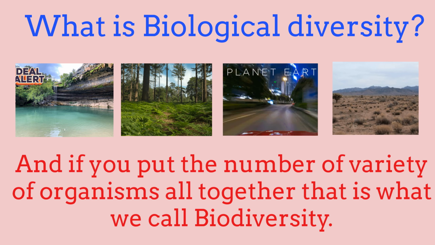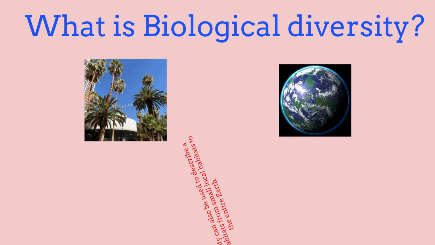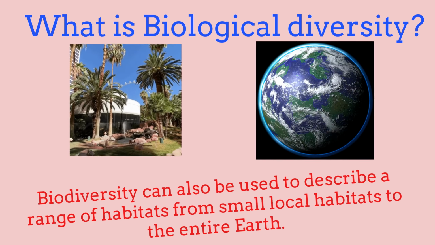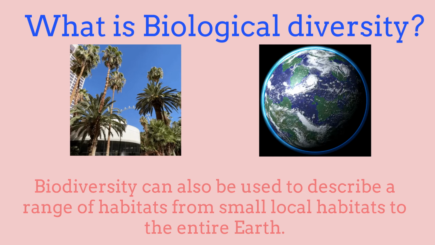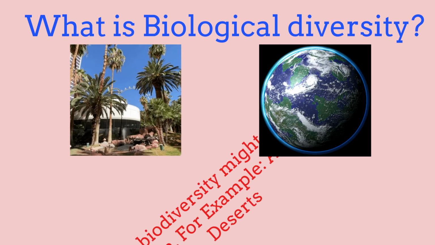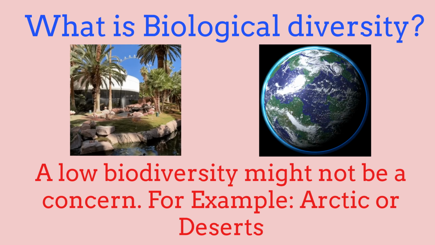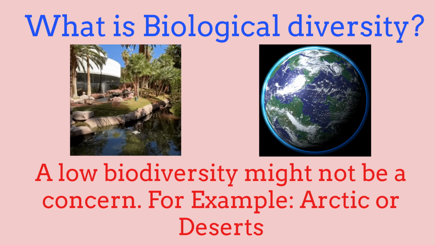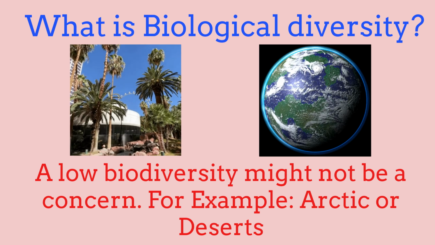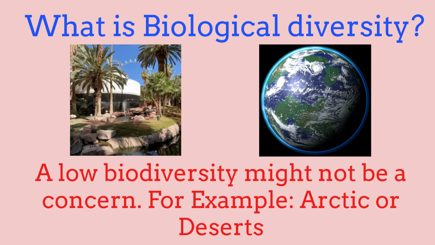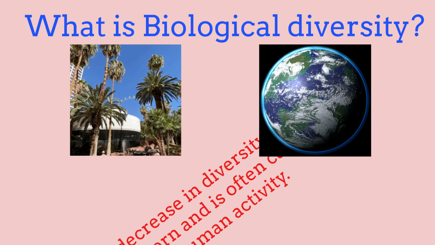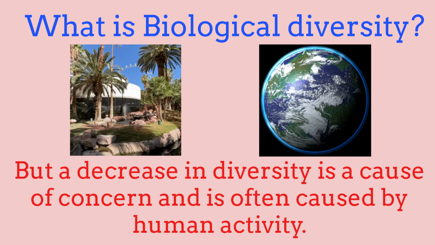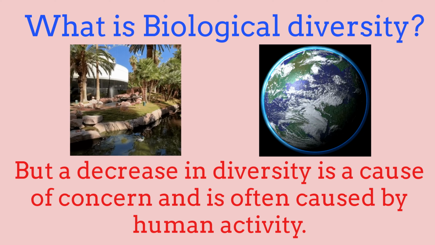So to further expand what biodiversity is, biodiversity can also be used to describe a range of habitats, from small local habitats to the entire Earth. A low biodiversity might not be a concern. For example, the Arctic or some deserts have very low biodiversity, but there are still species living there, and there still are living organisms at those places. But if you do have a decrease in diversity, that is a concern, and it's mostly caused by human activity.